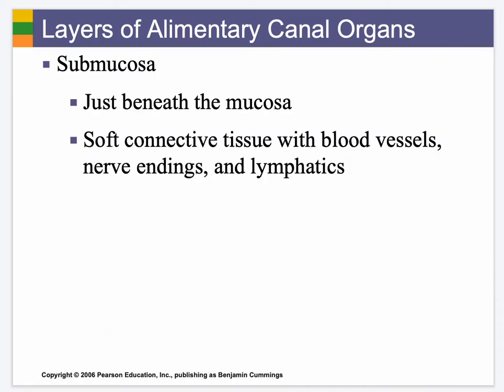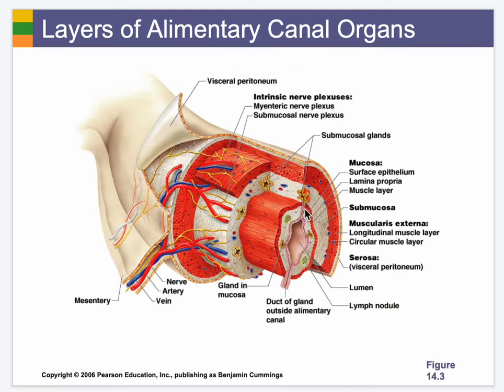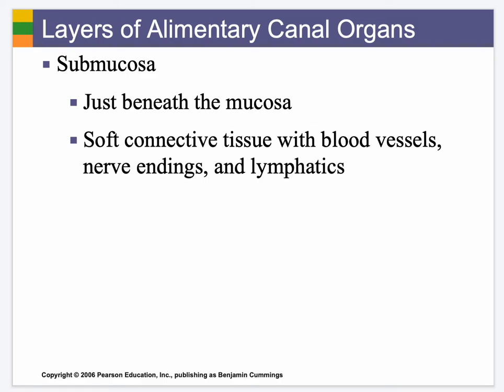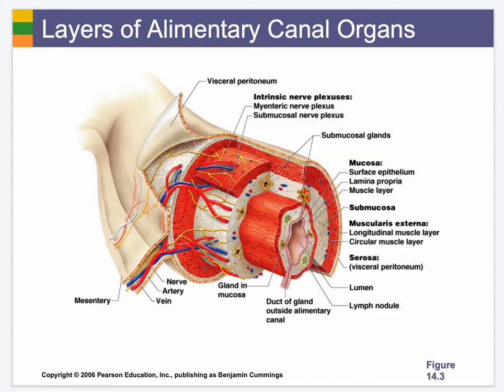Next is your submucosa, which is just beneath the mucosa. Anong meron sa submucosa? Doon mo makikita yung blood vessels, nerve endings, and lymphatics na naka-embed sa soft connective tissue. Doon siya dumadaan, doon siya naka-place.